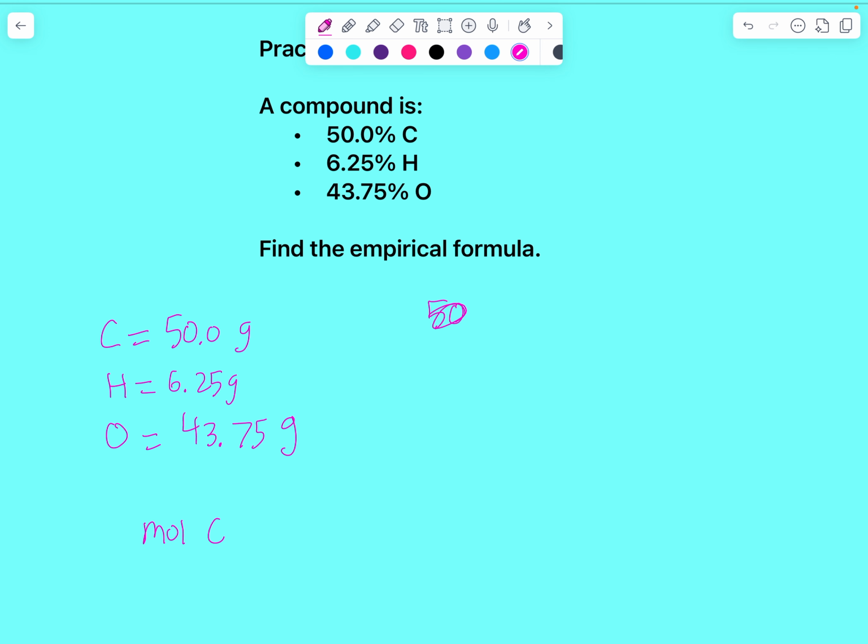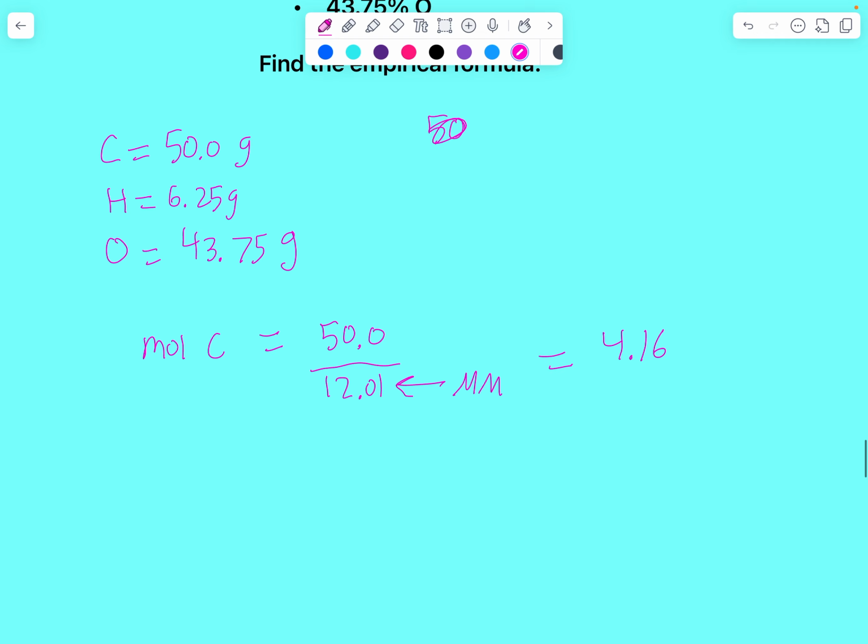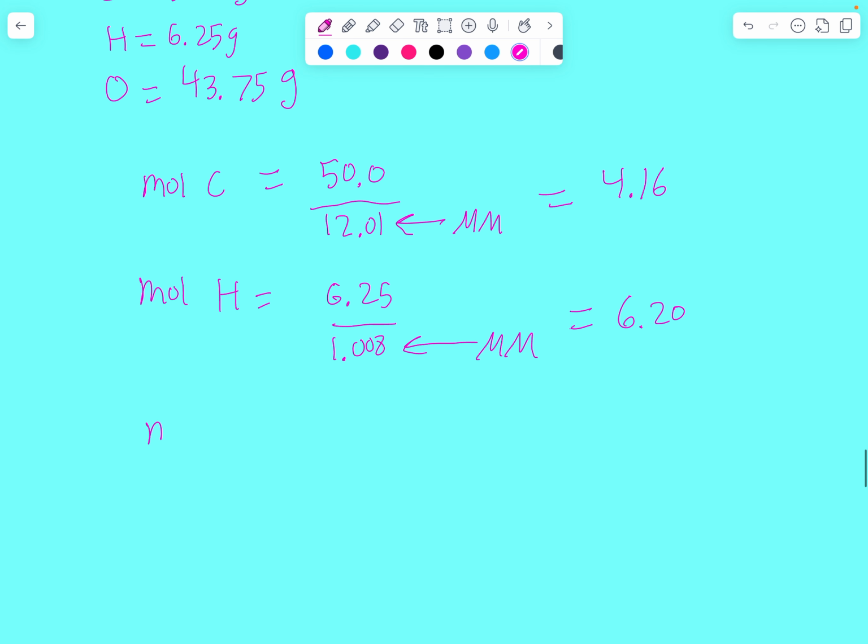You have moles of carbon, right? Because step 2 is to convert to moles. 50.0 divided by 12.01. This is the molar mass of carbon that's on a periodic table, which would get you 4.16. Now, let's do moles of H, because they gave us that. So they gave us 6.25 divided by 1.008. This is a molar mass you'll get on a periodic table. By doing that division, I got 6.20 on my calculator. Now I'm going to do moles of oxygen. 43.75 divided by the atomic mass of oxygen, which is 16. And that got me 2.73.